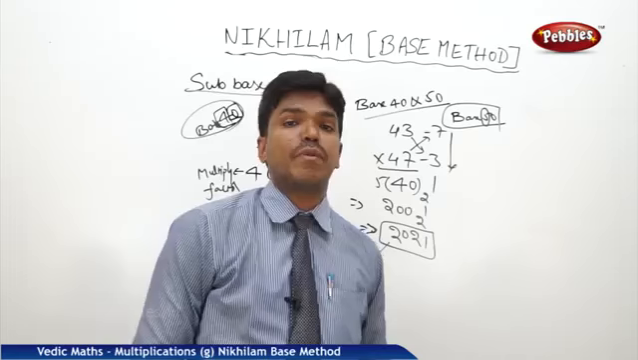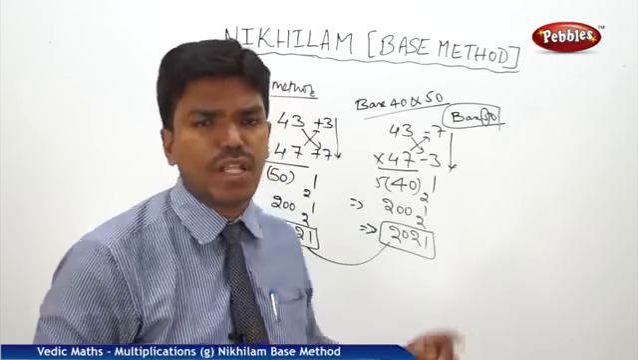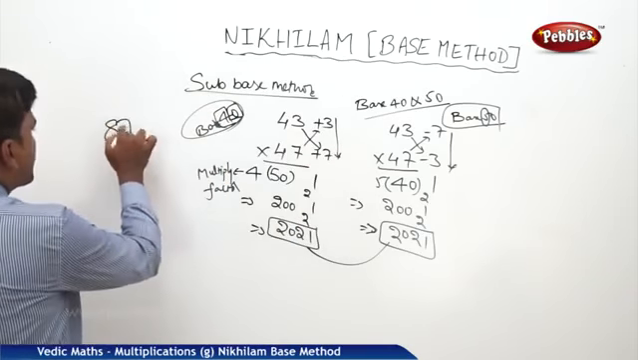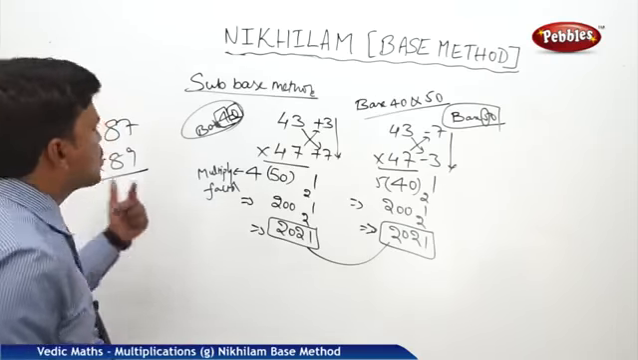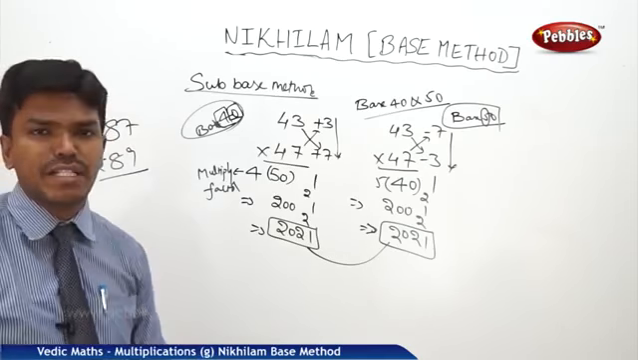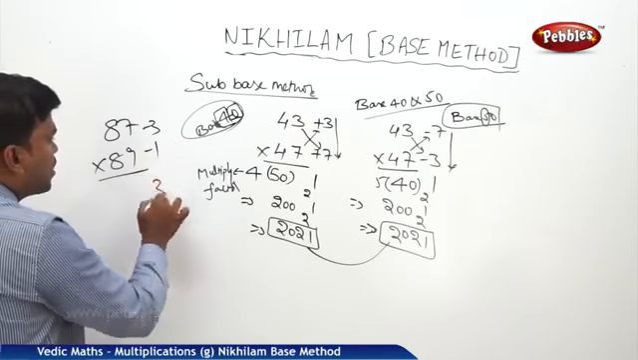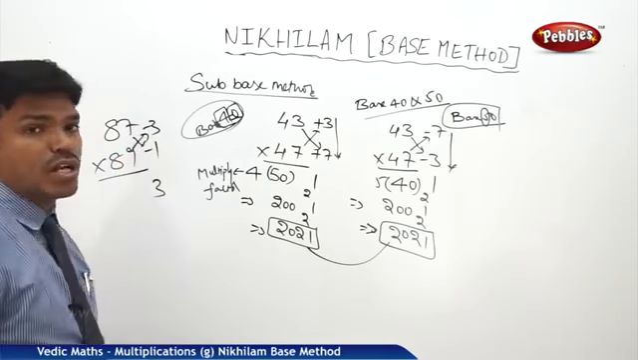That means you can multiply two numbers which are very near to each other with the help of this method. For example, we will take one more example here. Let us take 87 into 89. Now I can take the base as 90. Yes, they are closer to 90, so I can take the base as 90. So it is minus 3, it is minus 1. 3 into 1, 3, no problem. 87 minus 1 or 89 minus 3, both are same.